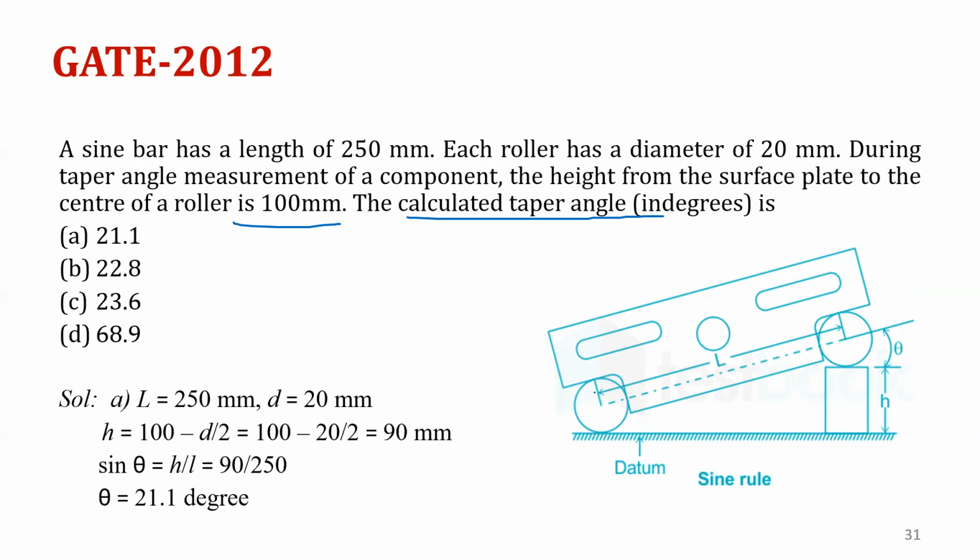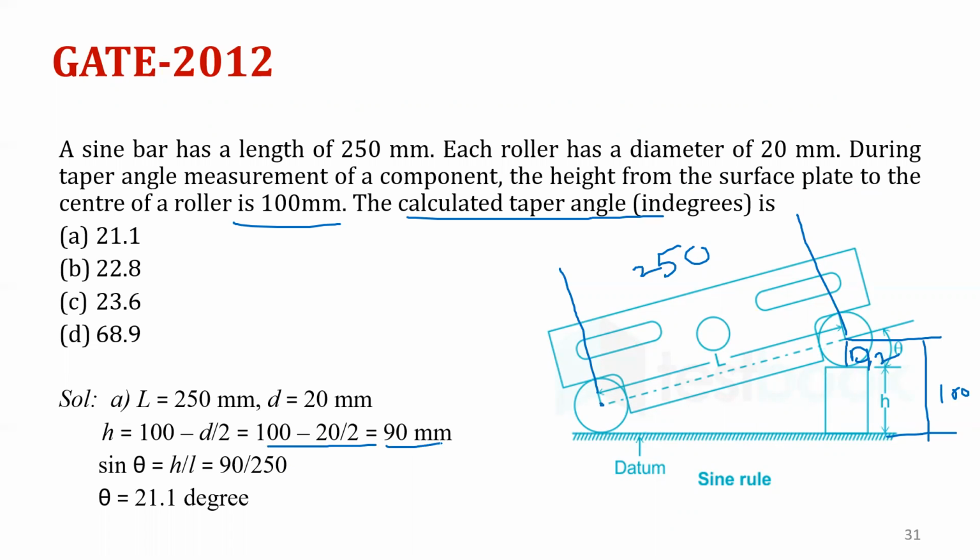So here the length of the sine bar is given, 250, and the diameter of the roller is given. This is 20 and this is 20. And the H is given. How do you calculate this H? The height from the surface plate to the center of the roller is 100 mm. So 100 minus d by 2, diameter by 2. 100 minus 20 by 2.